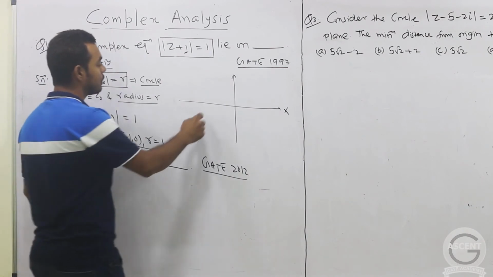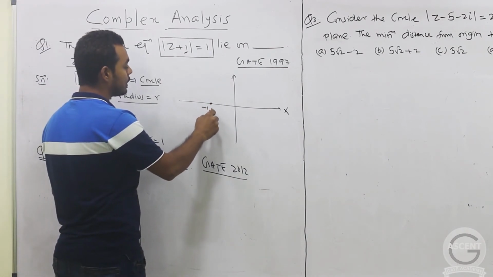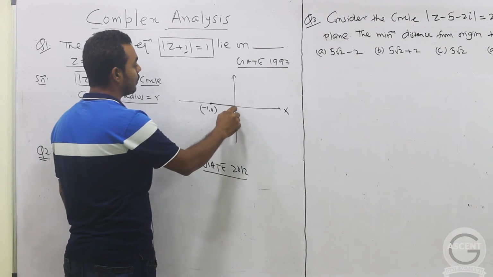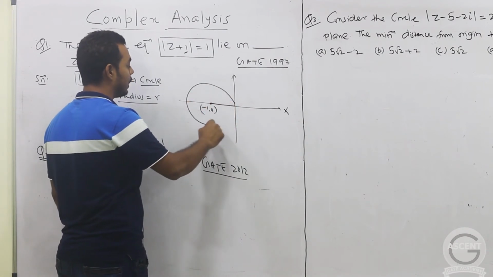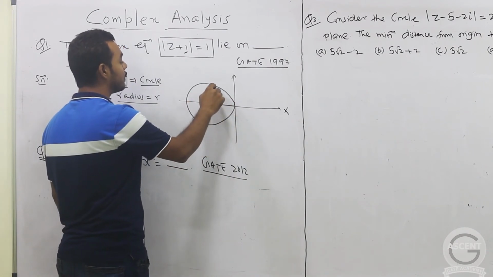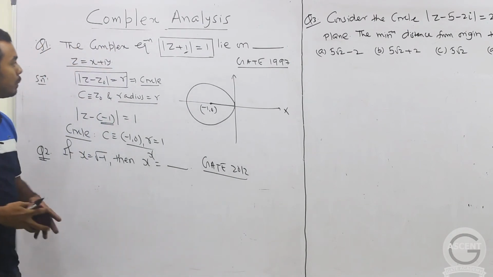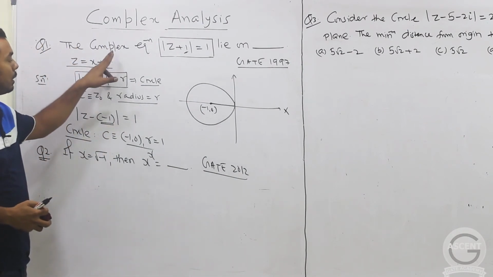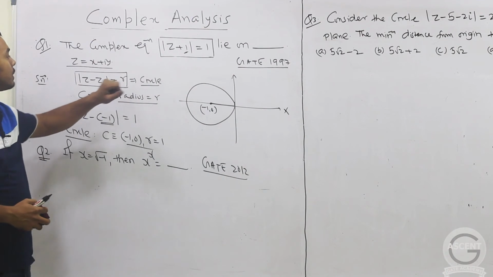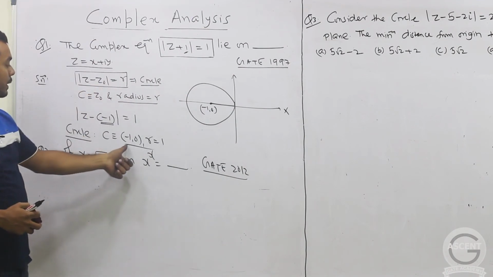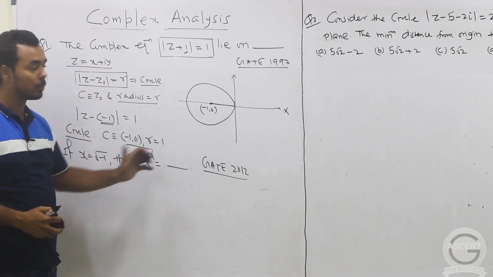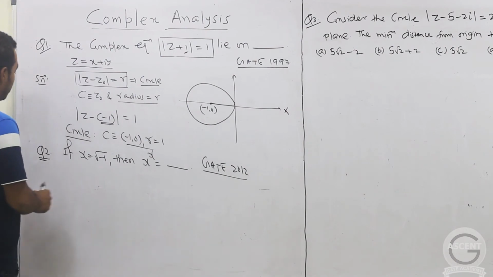So the complex numbers which satisfy this equation will lie on a circle whose center will be at minus 1, 0. This point will be the center of the circle and the radius 1 unit. So you will get a circle like this. Four options were given, so the correct option will be this: all the complex numbers satisfying this equation will lie on a circle whose center is at minus 1, radius is 1 unit. So this was a fairly simple question.